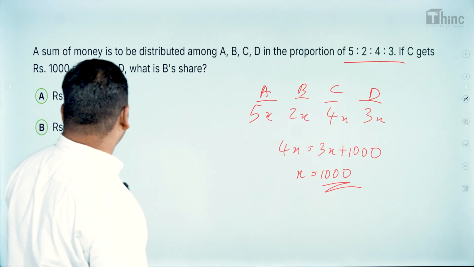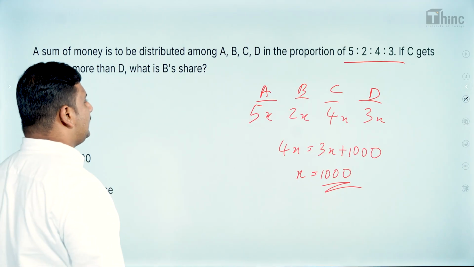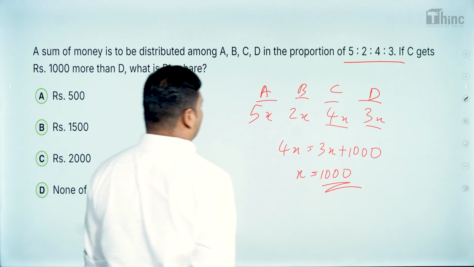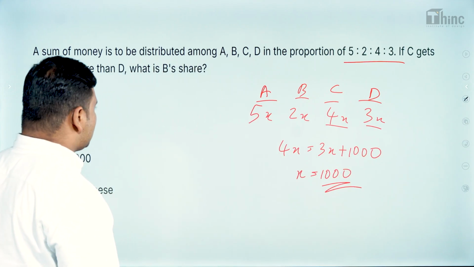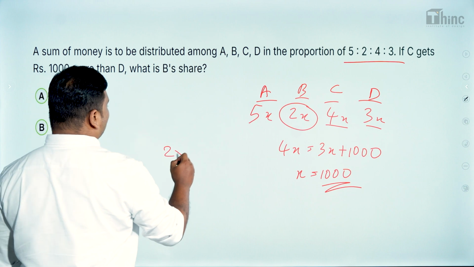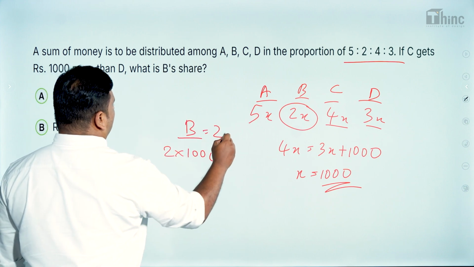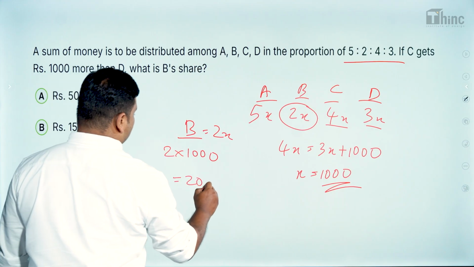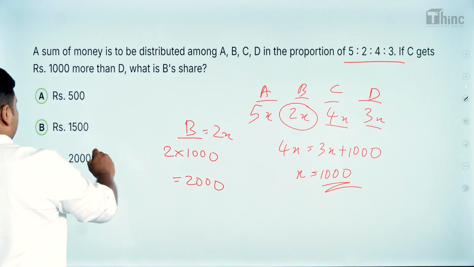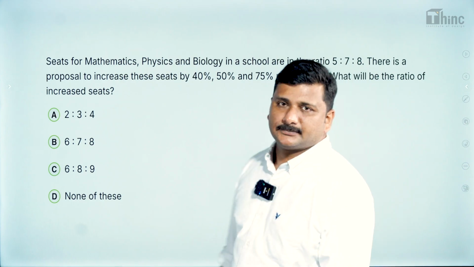Now what is the question? If C gets 4x, which is 1000 more than 3x, what is B's share? So 2x is what we need to find out. So what is 2x? It is 2 into 1000. So B's share is 2x, that is 2 into 1000, which is nothing but 2000. So 2000, option C will be the correct answer. Now let's look at the next question.